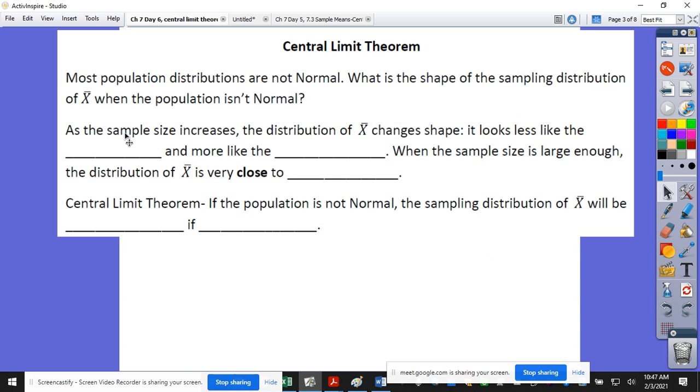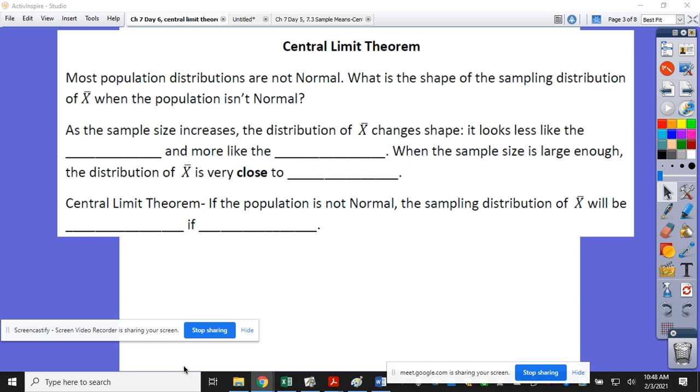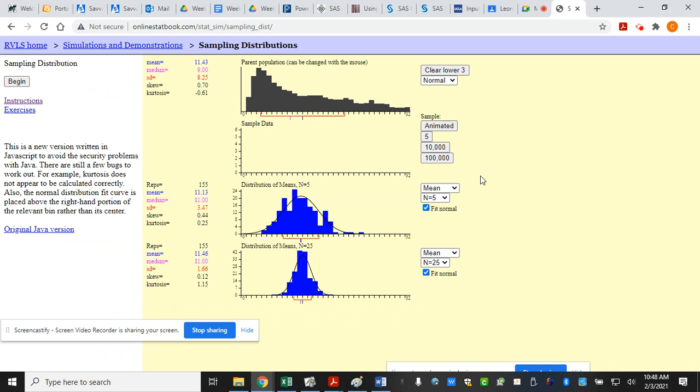So what is the shape of the sampling distribution of X bar when the population isn't normal? What we just came up with is, as the sample size increases, the distribution of X bar changes shape. So as our sample size increases, it looks less like the what? With this one, it looked more like what? What's this one called? What is this actual distribution called?